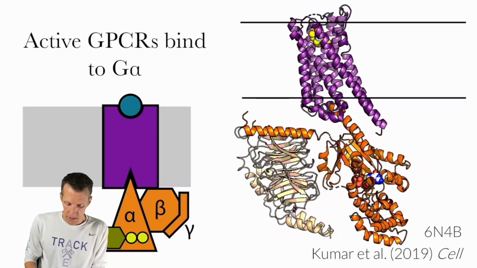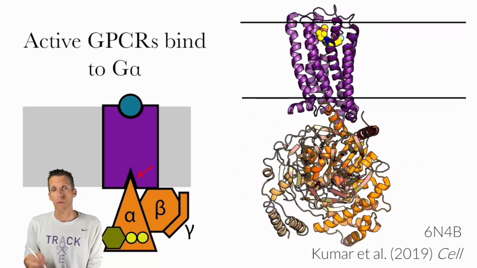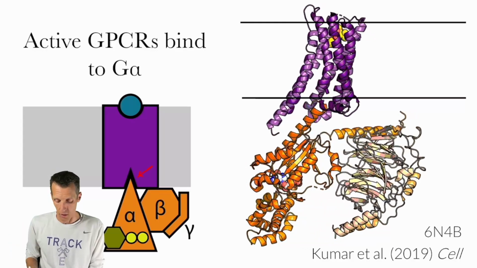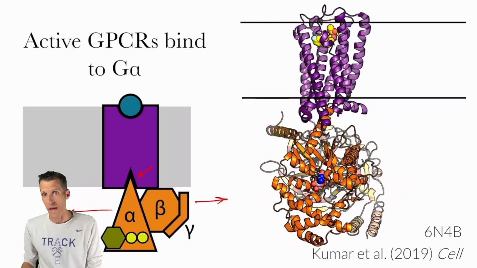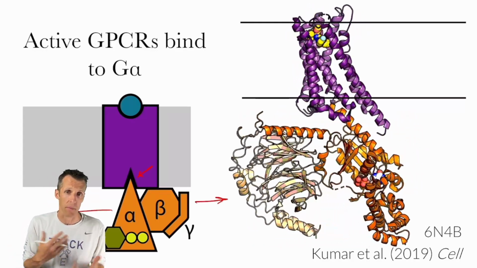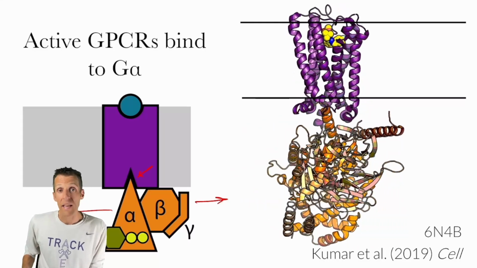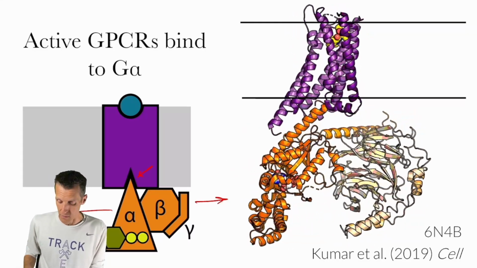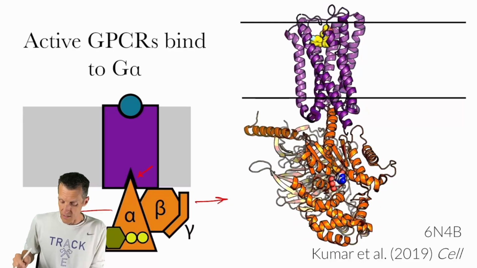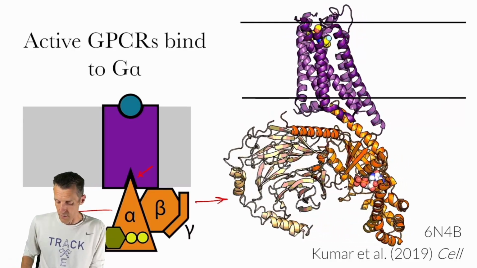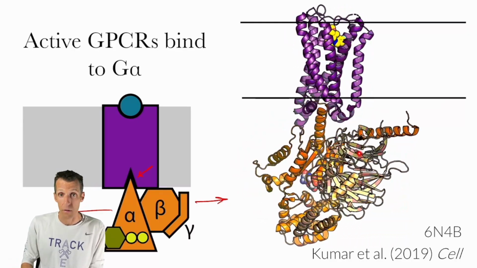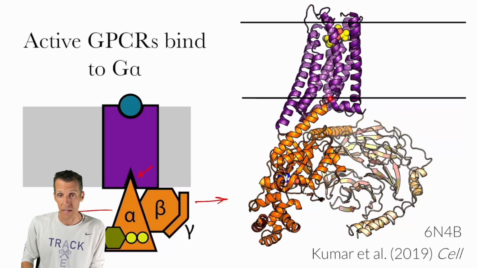This G protein I showed schematically, this orange molecule, remember this is what is going to bind to the GPCR and then go off to the rest of the cell and say, hey, something happened at the GPCR, something bound to the receptor. It can bind to the active GPCR. And so this is the structure of a G protein in orange bound to the purple activated cannabinoid receptor.